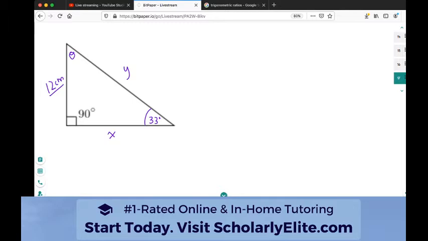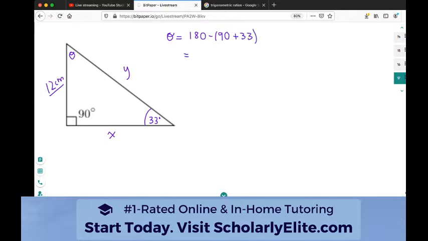You actually don't need to solve for this angle in order to solve for these side lengths. But just to be safe, because they want us to solve the whole triangle, and when they say solve the triangle, they mean solve every single unknown variable, we're going to go ahead and solve for theta, that's over here. So theta is equal to 180 minus 90 plus 33.